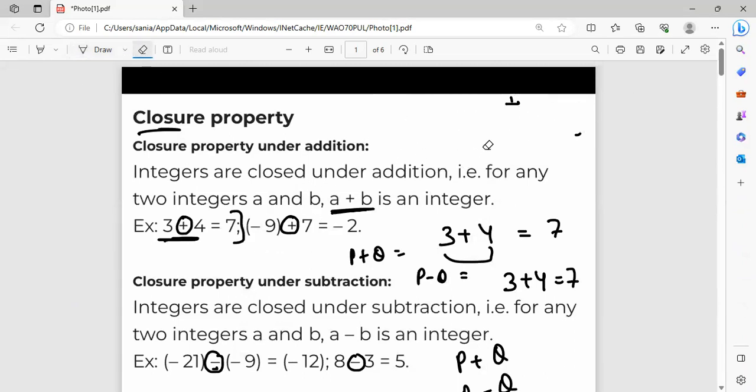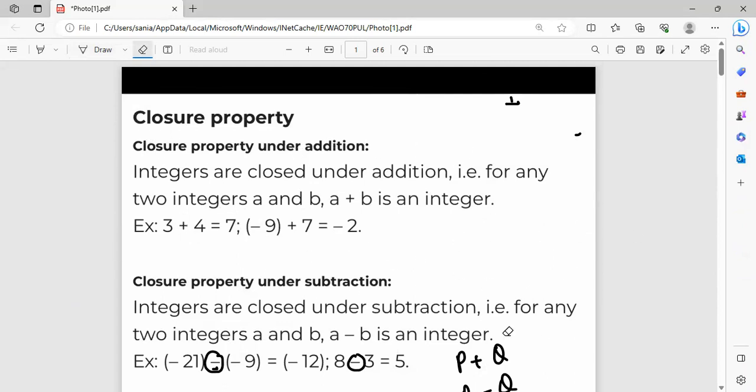And you have to remember for which property, which one is applicable. Like closure property is applicable in addition, multiplication, division, all or not. Clear?